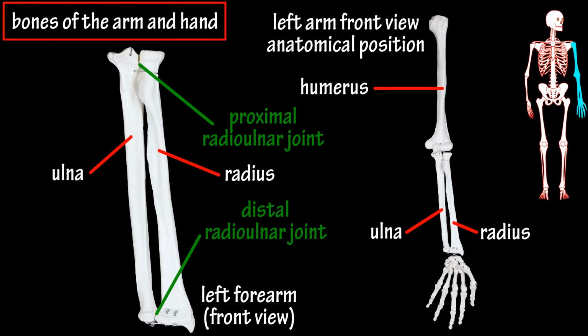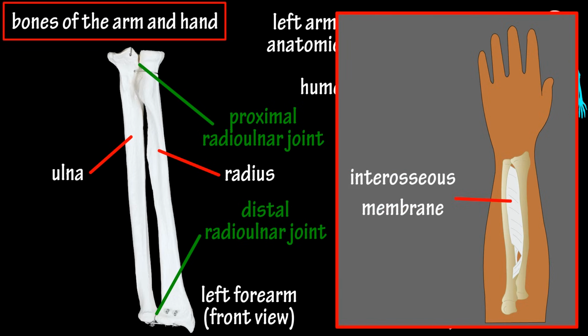There is also a membrane called the interosseous membrane between these bones. It is comprised of dense fibrous tissue, and it keeps the bones at a fixed distance apart and helps to shift loads or forces between the bones.